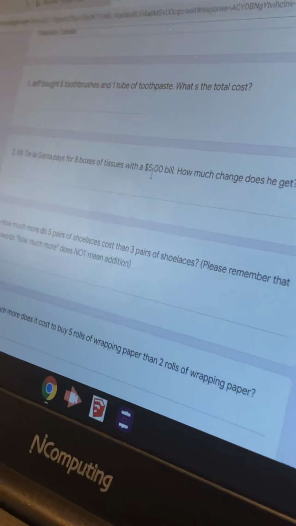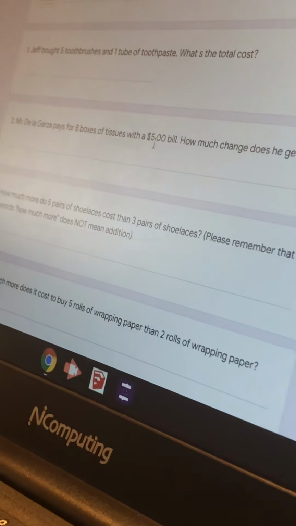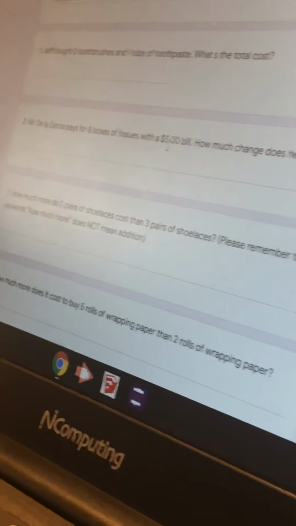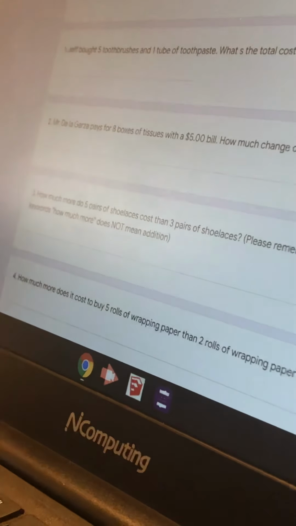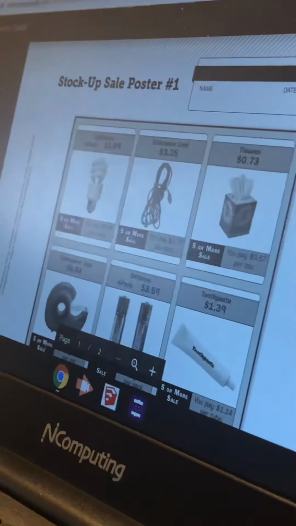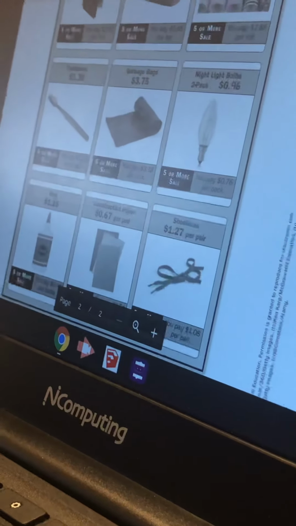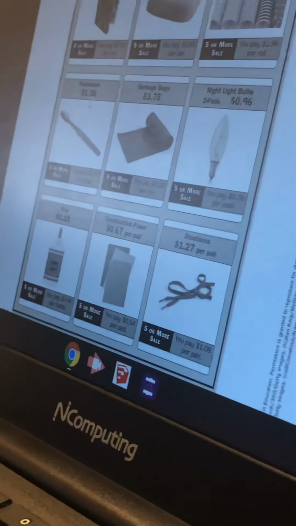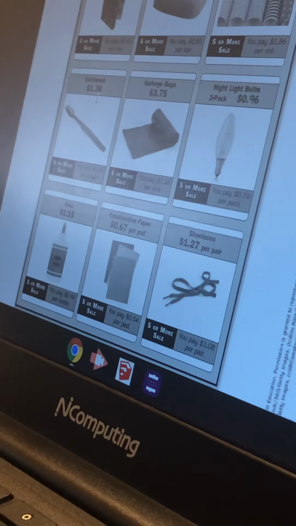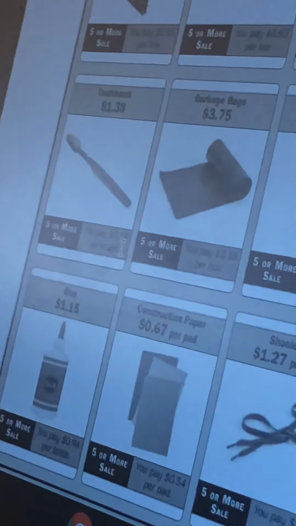It says that Jeff bought 5 toothbrushes and 1 tube of toothpaste. What is the total cost? Oh, I forgot to put an I there for is. Okay, so I have to look back at my price list. And I'm going to look for toothbrushes. It's on the second page, so I scroll down. And you see, so 1 toothbrush costs $1.38. But because Jeff was buying 5, he's going to pay $1.13.